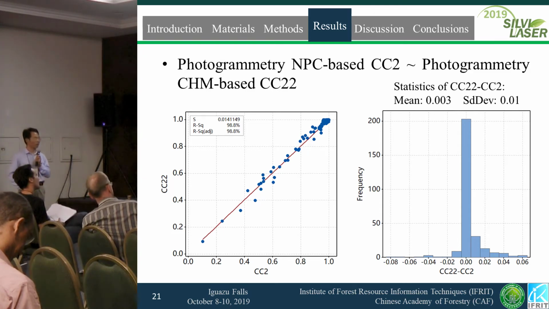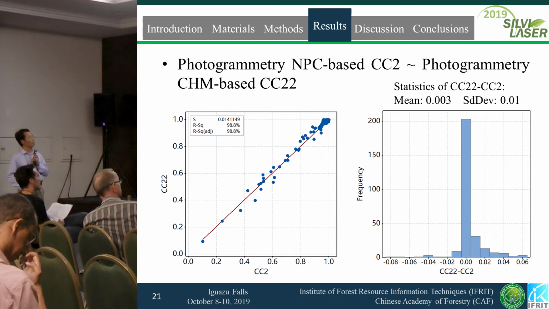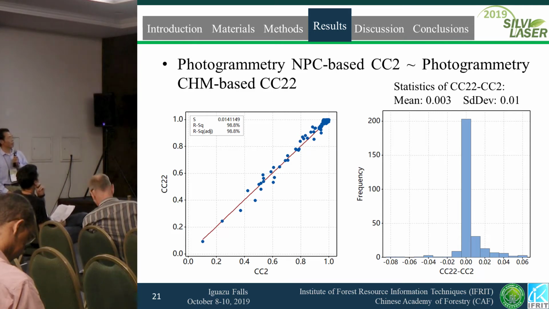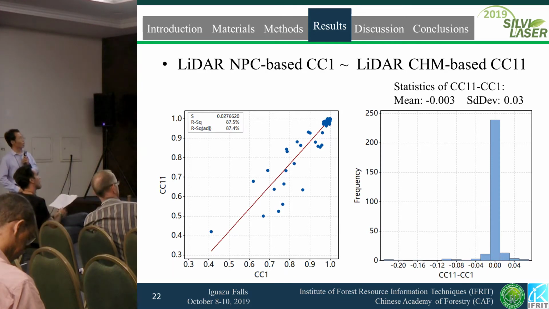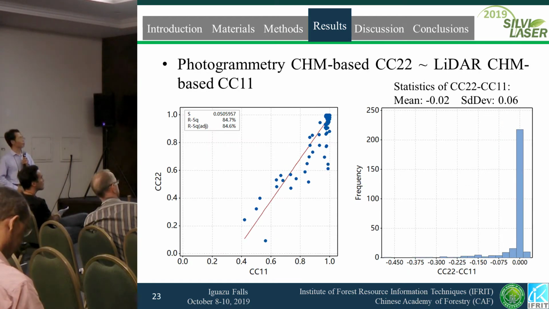The highest correlation is between the photogrammetry NPC and CHM forest canopy covers. It indicates that the photogrammetry CC from NPC and CHM is very similar. There are no obvious differences. The correlation between LiDAR NPC and CHM is lower than for photogrammetry. And the correlation between the LiDAR and photogrammetry systems is much worse.